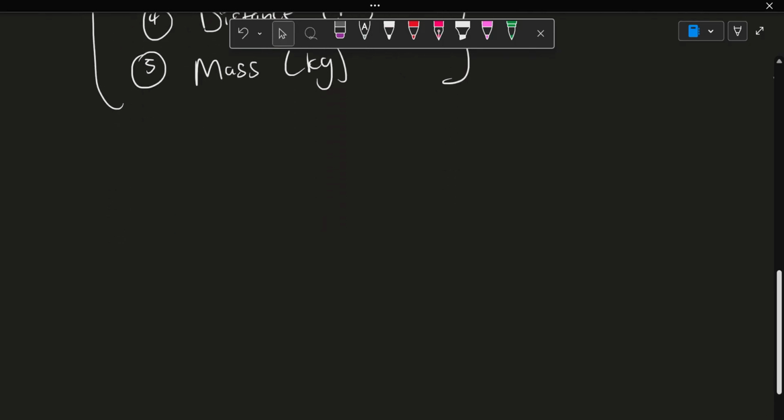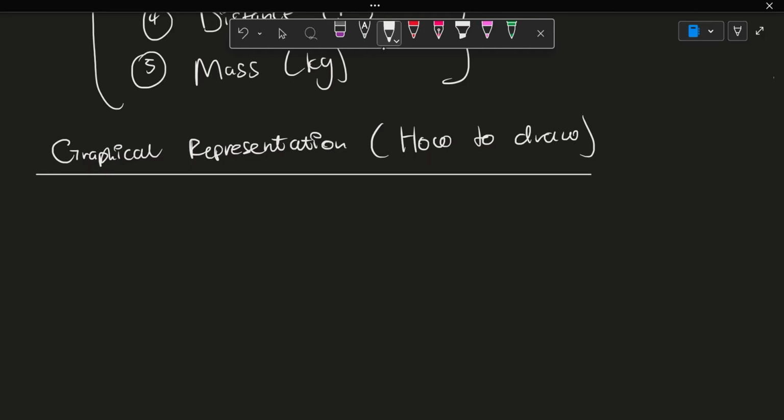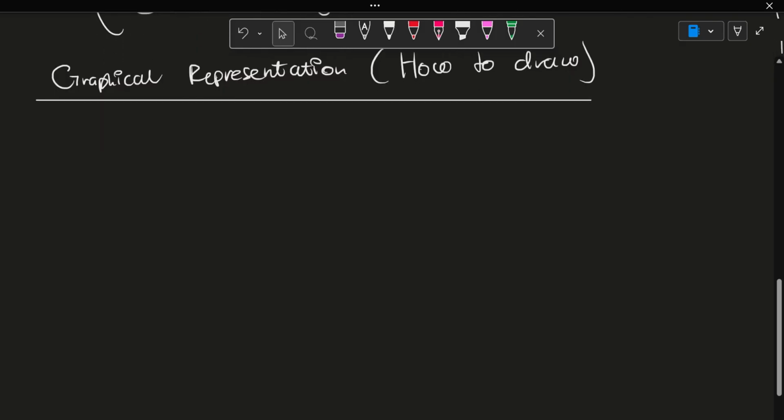Okay, so those are vectors and scalars. Now we're going to talk about the graphical representation of a vector. How do you actually draw a vector? Now, in order to draw a vector, you need to know this. For starters, a vector is a physical quantity that has both magnitude and direction. What you need to know is that a vector is represented by an arrow.